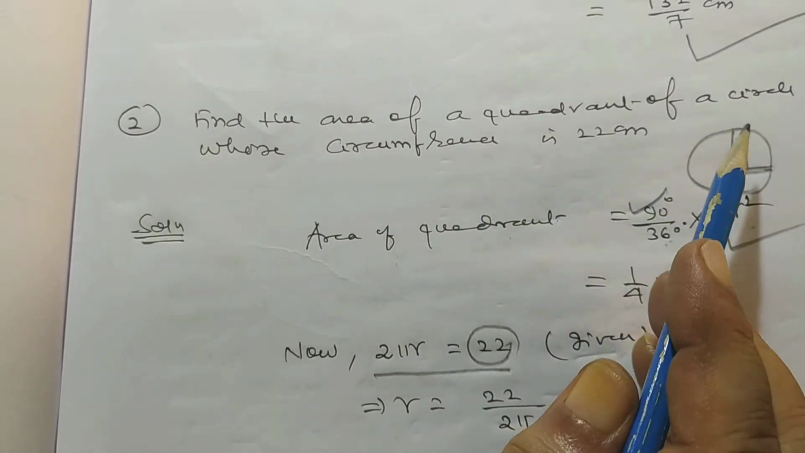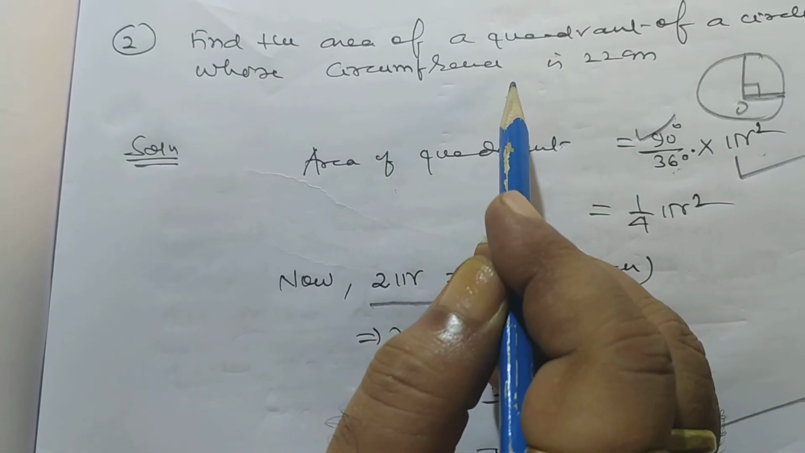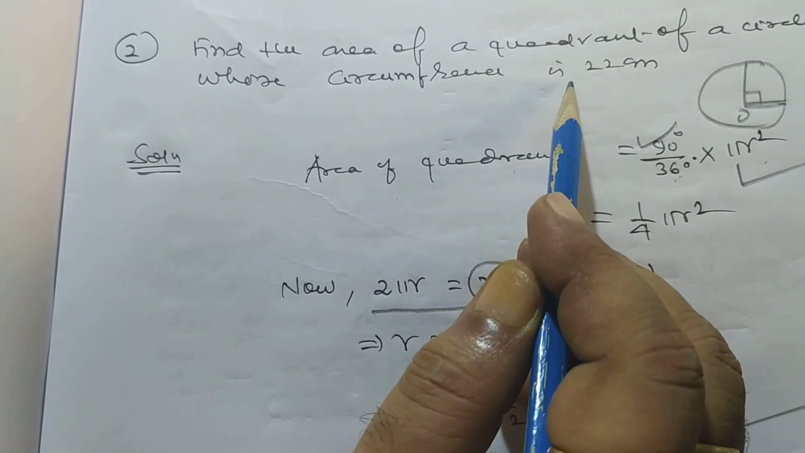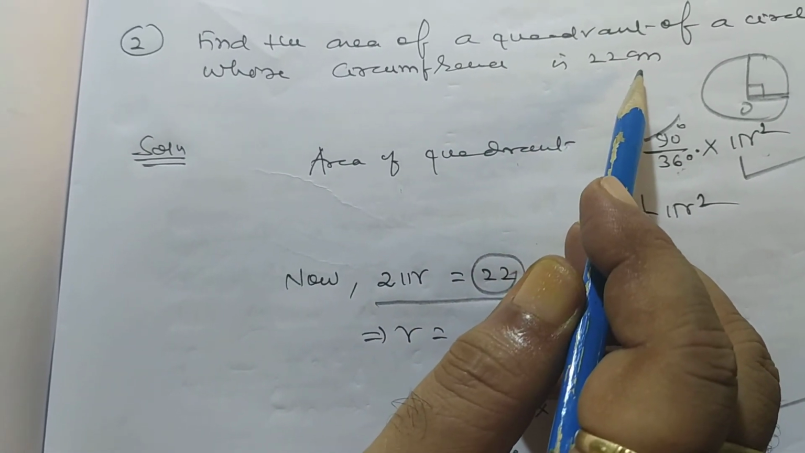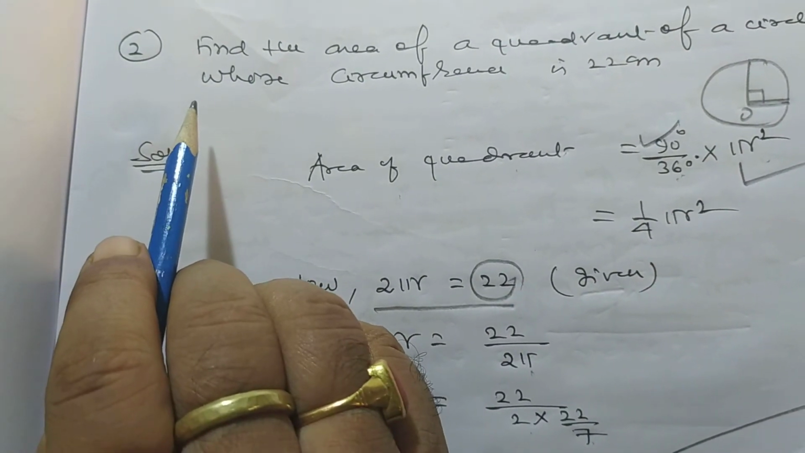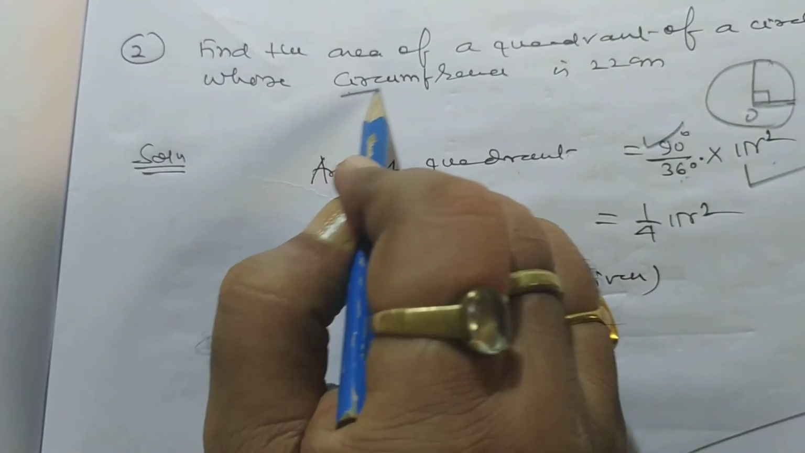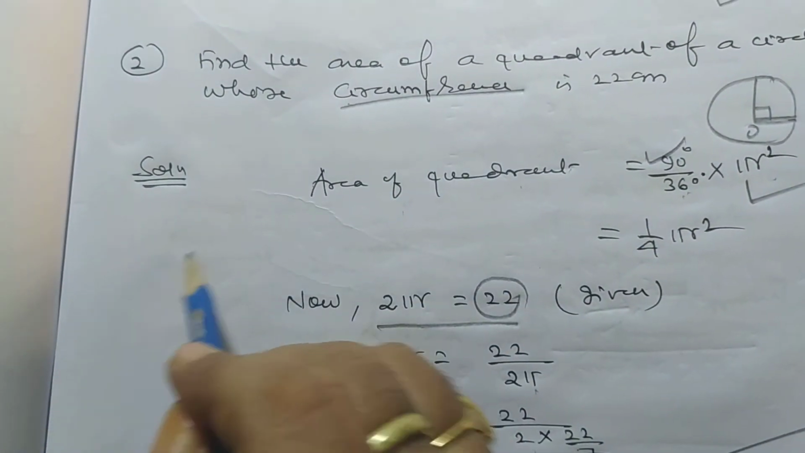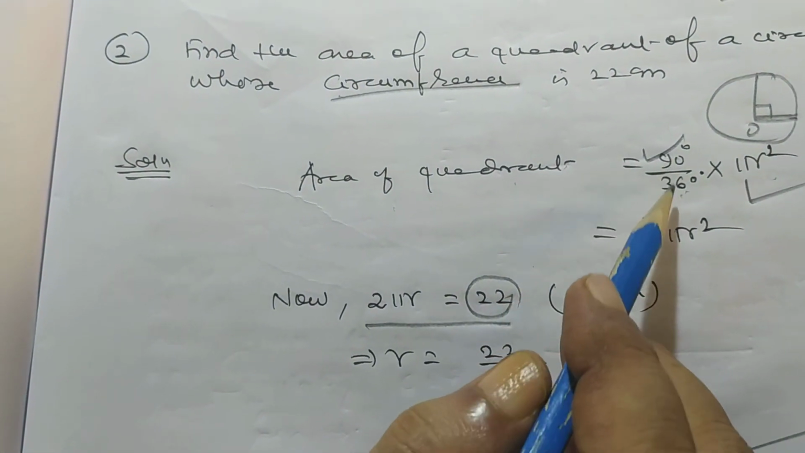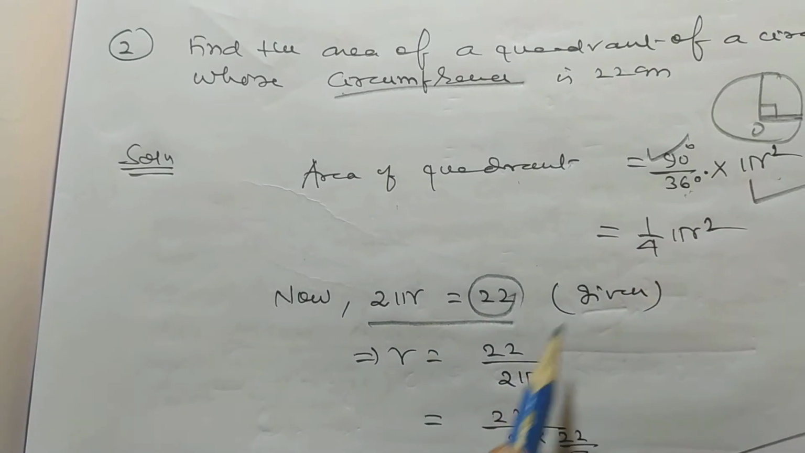Find the area of a quadrant of a circle whose circumference is 22 centimeter. My dear student, sorry, not circumradius, circumference is 22 centimeter. Area of quadrant is equal to 90 degree by 360 degree into pi r square. That is 1 by 4 into pi r square.